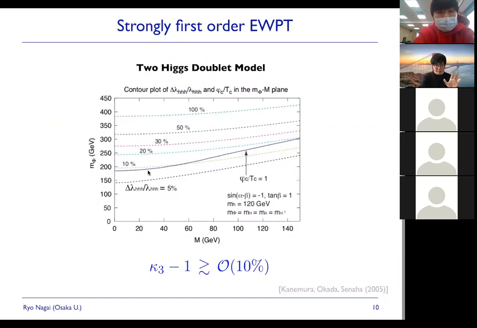So in this figure, they assume that the new particle mass is relatively lower. But I will discuss the case where the new particle is much, much heavier than the electroweak scale. So this is not EFT analysis. Thank you for the question.